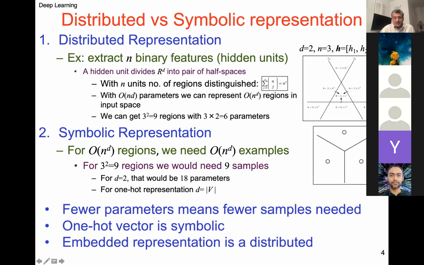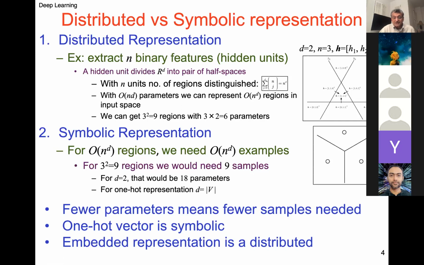First of all, once again, reinforcing to you what is meant by distributed representation. We extract n binary features. These are like hidden units. That's exactly what a neural network does. We extract n binary features. A hidden unit divides R^d, d-dimensional space, into a pair of half spaces.